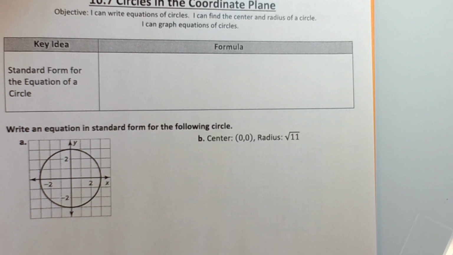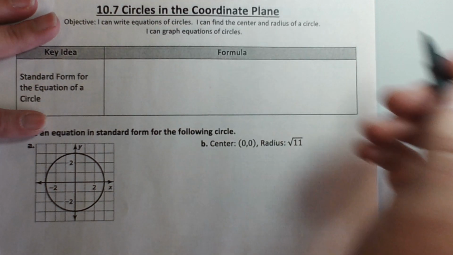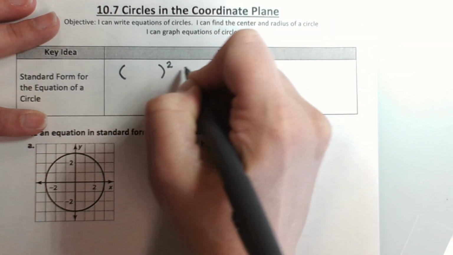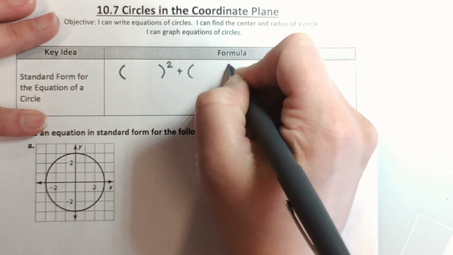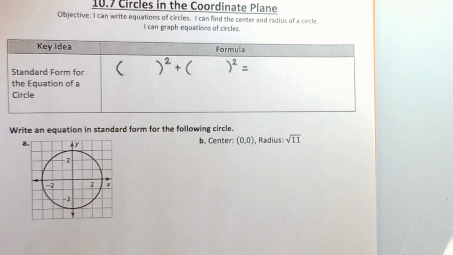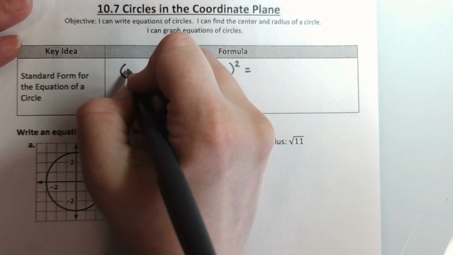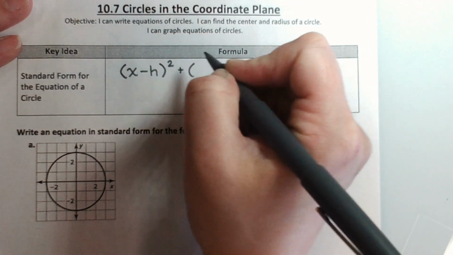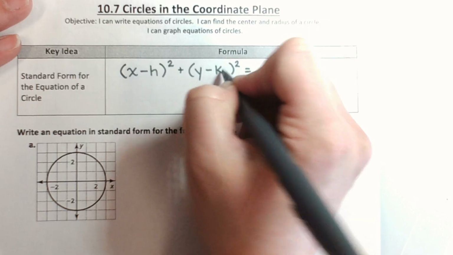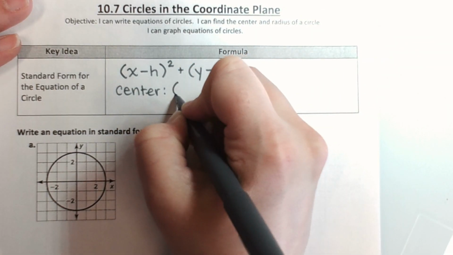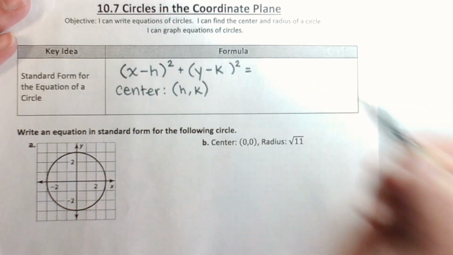So, it's a modified version of a squared plus b squared equals c squared, but it's a little more complicated than that. It does have something squared plus something squared equals something squared. Those somethings are x minus h and y minus k, where the center of the circle is at the coordinate point (h, k).